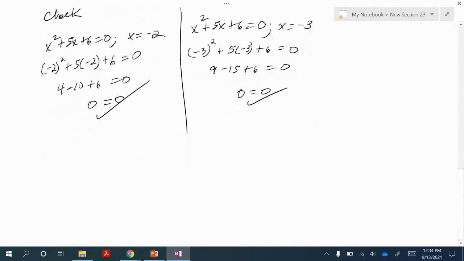All right, so now let's take a look at another example. Here we're asked to solve x squared plus 2x is equal to 24. In order to solve this quadratic equation, we know it's quadratic because our highest power is a square. Next, we're going to put it in standard form.